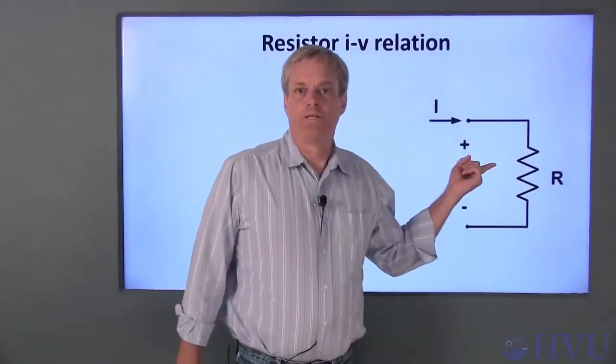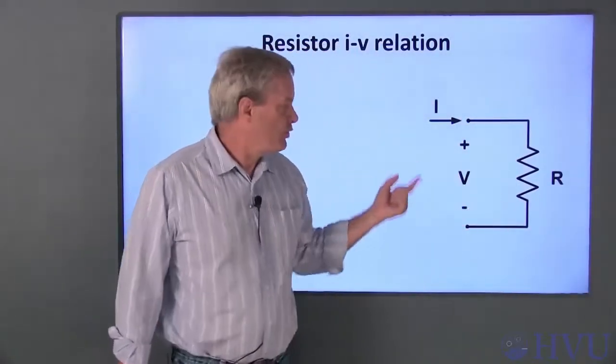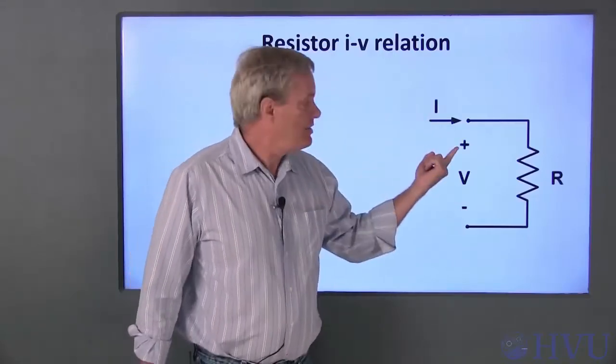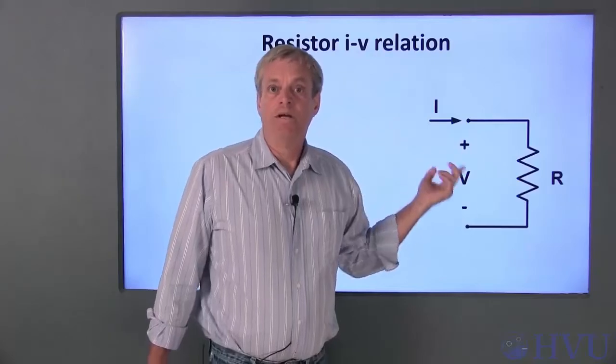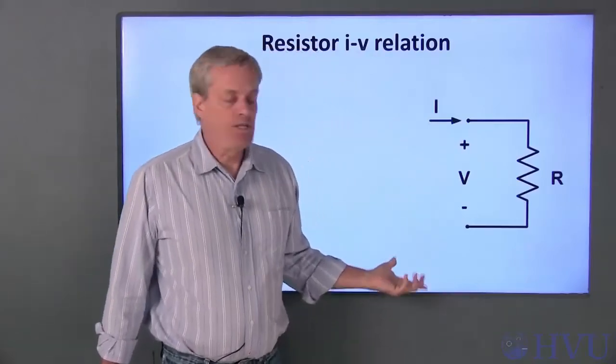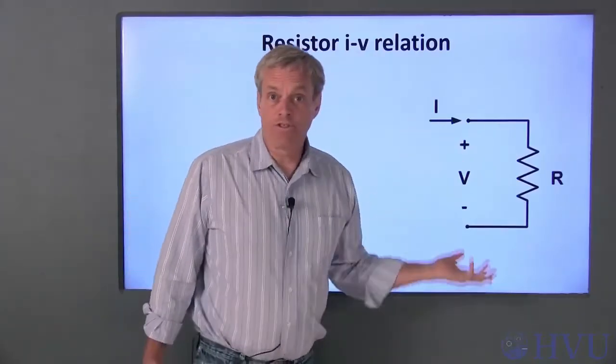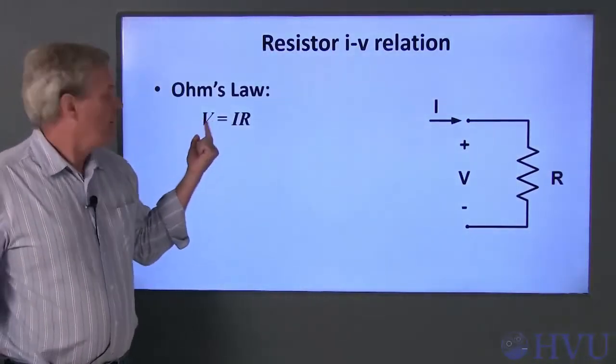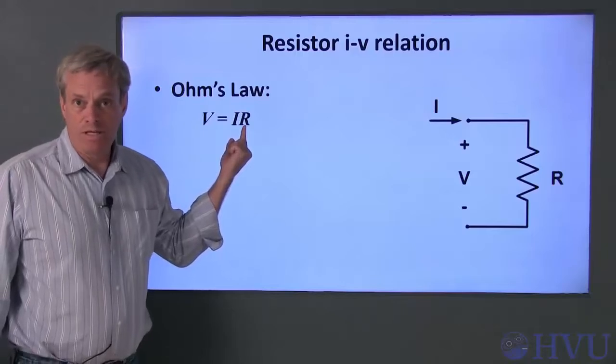This is the symbol for a resistor. Resistors can have some voltage difference, V, across their terminals, and a current I entering the positive voltage terminal. Circuit elements are described by the relationship between voltage and current at their terminals. For resistors, this relationship is Ohm's law. Voltage is equal to current times resistance.